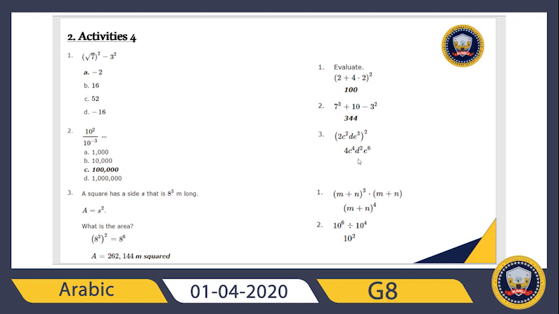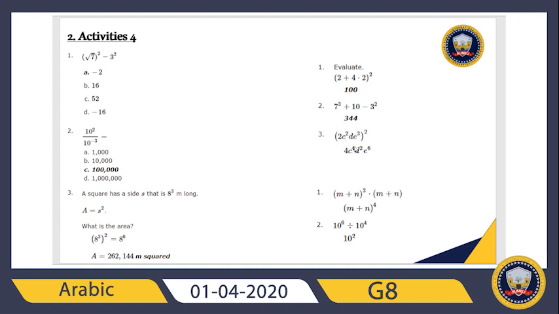Okay, very good. Now let's go to the third one. We need to simplify this expression. 2 times c to the power of 2 times d times e to the power of 3, all to the power of 2. So since these are all multiplied, I'm going to distribute my power to each one of them. So it will be 2 to the power of 2, that is 4. C to the power of 2 to the power of 2, that is c to the power of 2 times 2, that is 4.